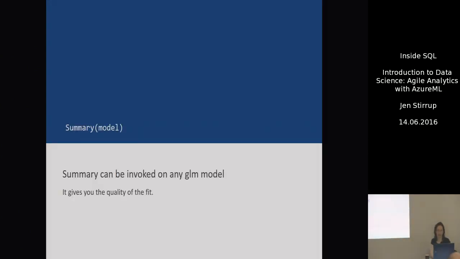How do we know it's any good? Well, if we look at R, for example, what we can do is run the summary command, and it will start to give you some good clues. It will come up with some results that will help you identify if the model is any good.